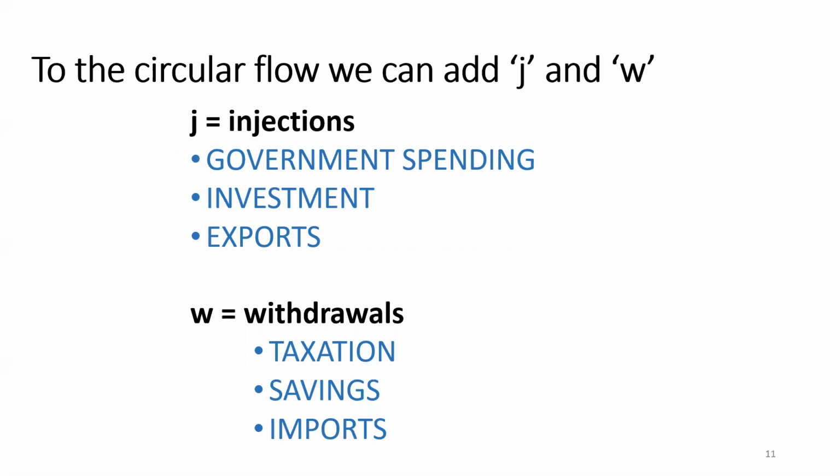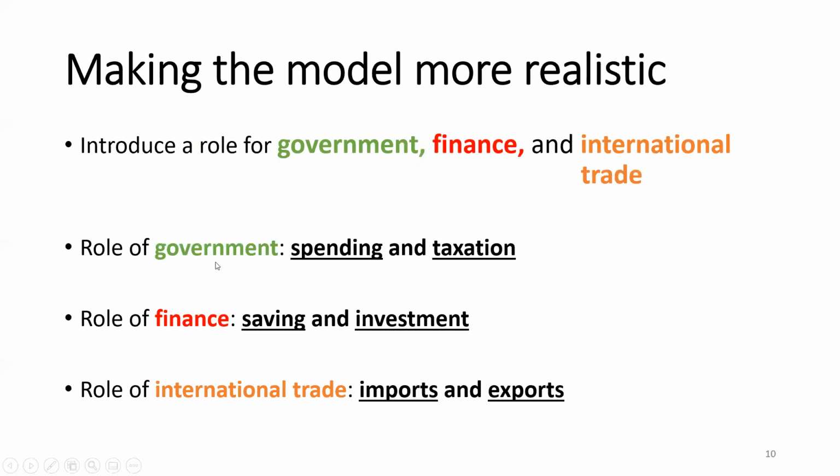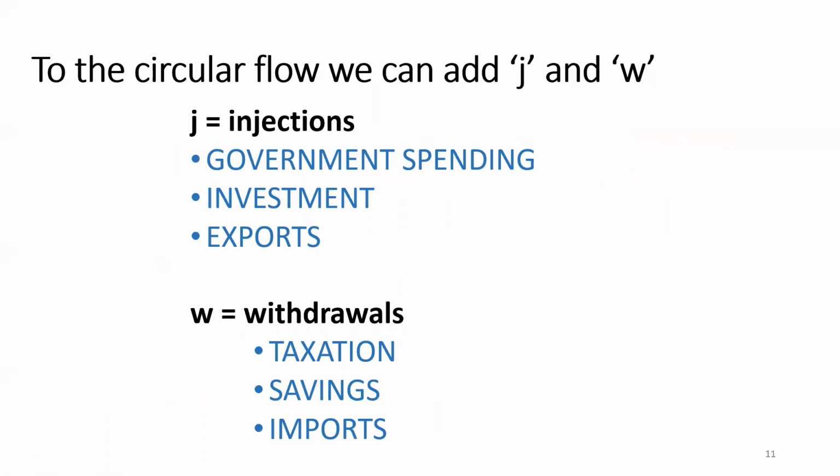So with each of these sectors, we can identify an injection, which is money being added into the circular flow, and a withdrawal, which is money being taken out of the circular flow. So the government adds to the circular flow when it spends. When the government spends money, for example, in increasing teachers' salaries, or if it spends money building a new building, then it has to spend money. And one person's spending is another person's income. So when the government spends, income is going to go up. So the government injects money into the economy when it spends.